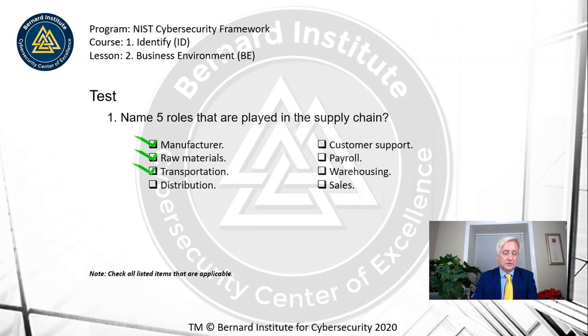Transportation is an important part, and distribution. What else is? There's 4 left. Customer support, payroll, warehousing, or sales. If you guessed warehousing, you're correct, because once your products are manufactured, you need someplace secure to store them. And sales, of course, equally important, because once you make your products, you want to be able to sell them so you can collect revenue.